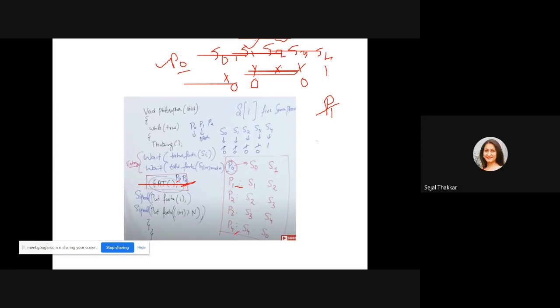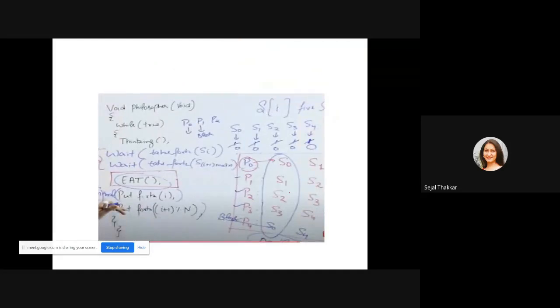Now P4 wants to enter into the critical section. P4 wants S4 and S0. The value of S4 is 1, so he is able to make it 0. But he needs S0 also, and S0 is held by process P0, which is already in the critical section. So P4 is also blocked. Philosopher 4 is also not allowed to eat. So at a time, only two philosophers are allowed to eat, using two forks, right and left.